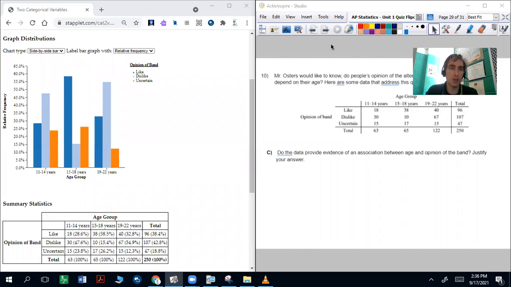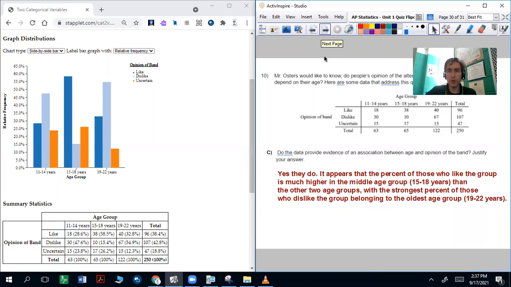And the last part, C, you can also use these side-by-side bar graphs and percentages to kind of answer the question: do the data provide evidence of an association between age and opinion of the band? Justify your answer. And I would argue, yeah, because if they didn't, you would see all the blue graphs being kind of the same height for each age group, and the same thing for the light blue graphs and the orange graphs. So because these heights vary, this is smaller than this, which is bigger than that. These are all different. The uncertain is all a little bit closer together, but the likes and dislikes move apart. Yeah, there is an association, I would argue.